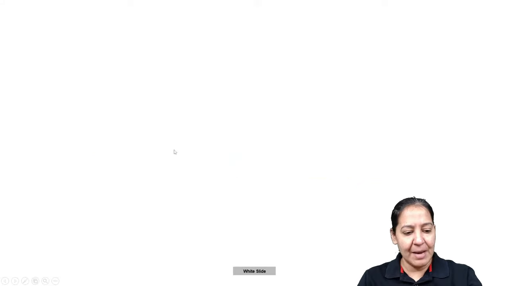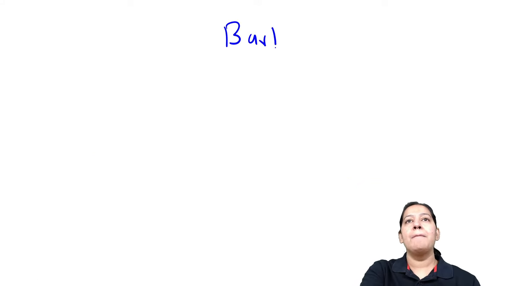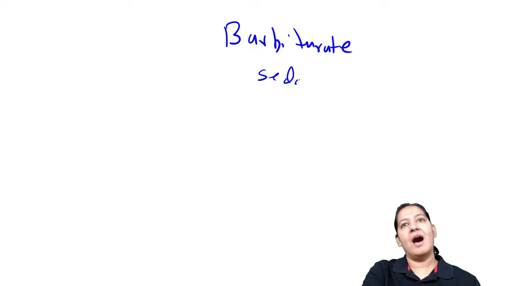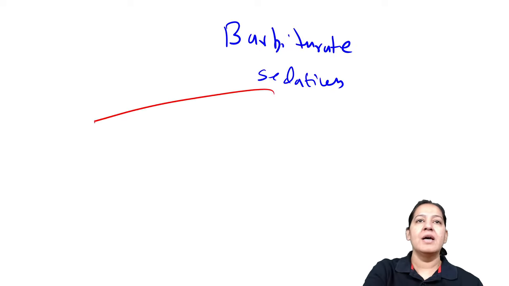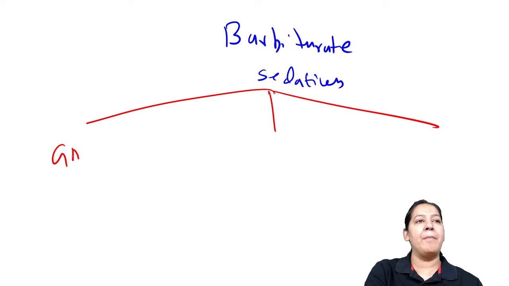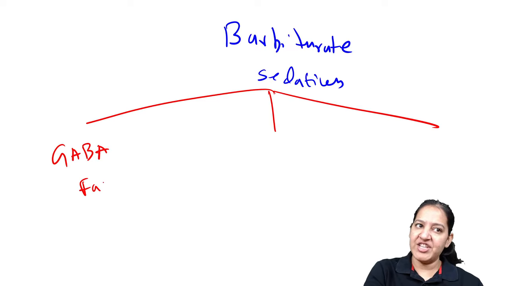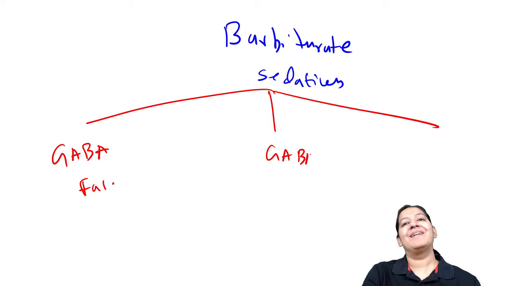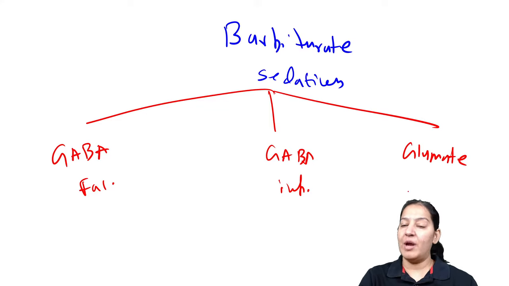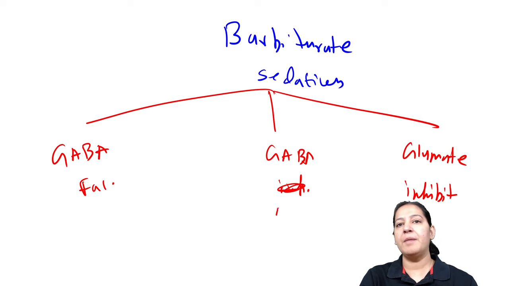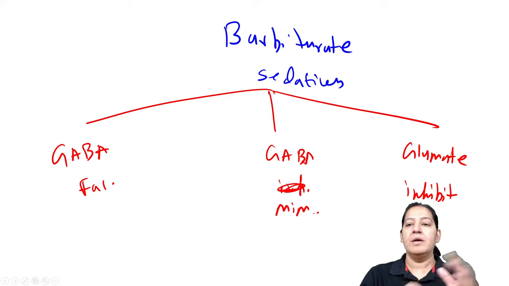So ultimately, the summary is that barbiturates are sedatives. These are sedatives and hypnotics. They show their mechanism of action by three actions. The first is GABA facilitatory action, the second is GABA mimic action, and the third is glutamate inhibition. Right? Sorry, not inhibitory, it is mimic action. Give me a thumbs up. So what are the three actions?